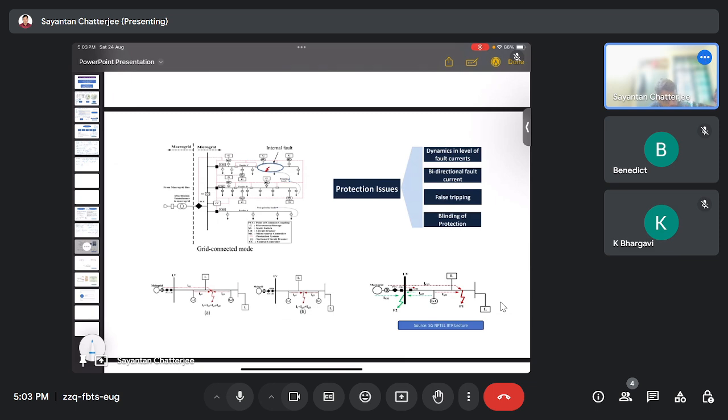So next we can discuss the fault part. If you have any queries, you can ask. This is the microgrid protection part.